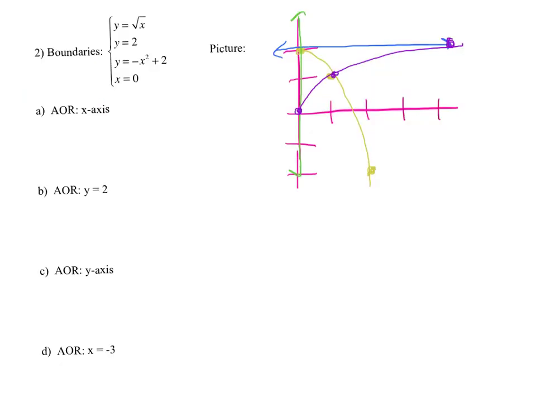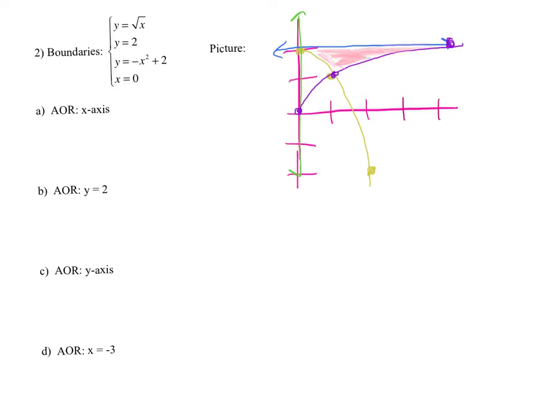In this problem, we have a region that's bounded by the following graphs. Y equals the square root of x, which is the purple graph. Y equals 2, the blue graph. Y equals negative x squared plus 2, which is the yellow graph. And x equals 0, which is the green graph. So our region would be this area right in here.